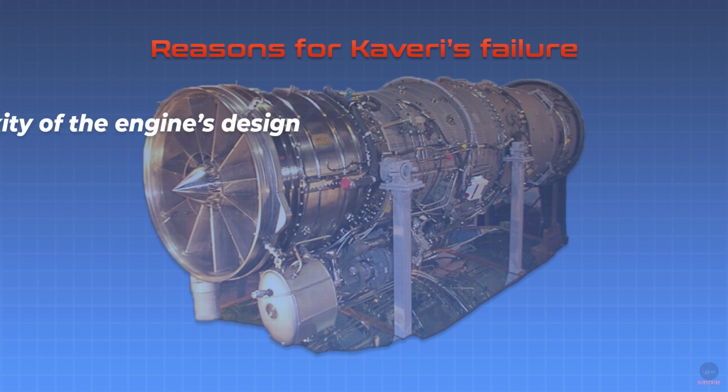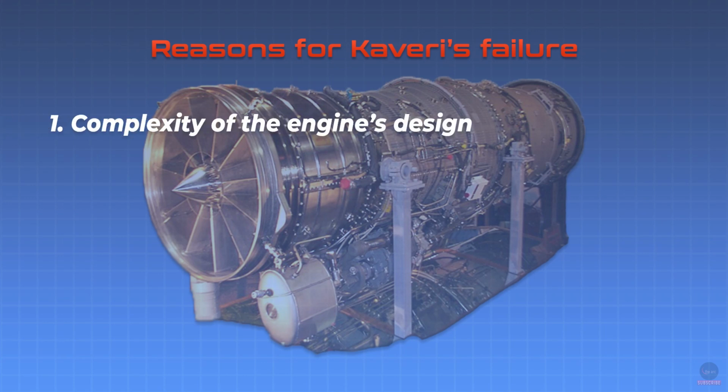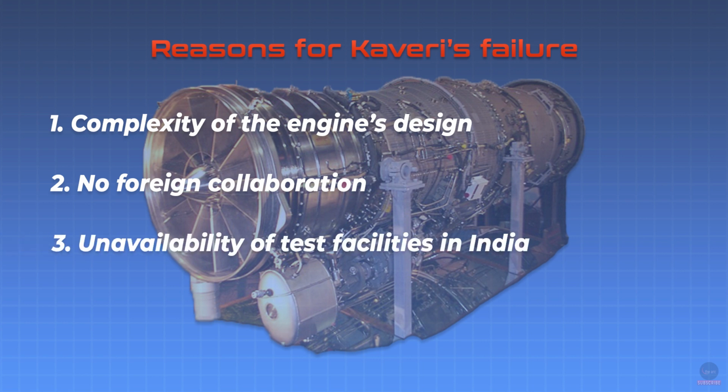Kaveri failed mainly due to four reasons. The first reason is complexity of the engine design. Kaveri was way too complex to be developed from scratch without any prior experience. The second one is no foreign collaboration. DRDO should have collaborated with a foreign engine manufacturing company right from the start. Third is unavailability of test facilities in India. For every flight test, the engines were to be taken to Russia to be tested on the flying test bed, which was really cumbersome. Fourth and the most important one is allocation of funds.